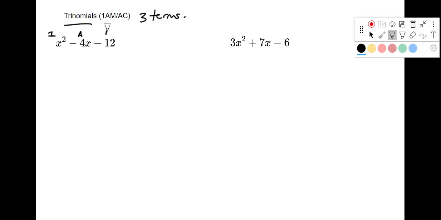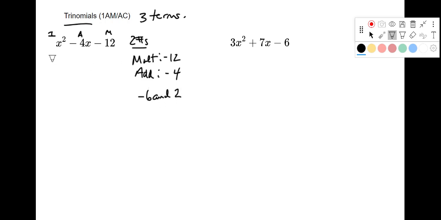And then I'll put an a and an m here, which means that I'm looking for 2 numbers, and they have to do a couple of things. They have to multiply together to equal negative 12, and they have to add together to equal negative 4. So I need 2 numbers to do both. They have to multiply to negative 12 and add to negative 4, and I'm sure you can figure out very quickly that the 2 numbers are negative 6 and 2.